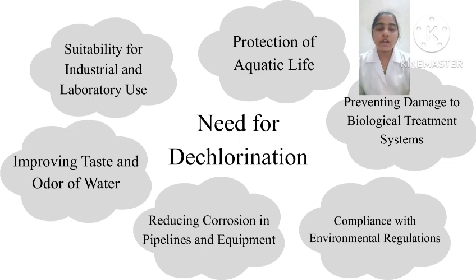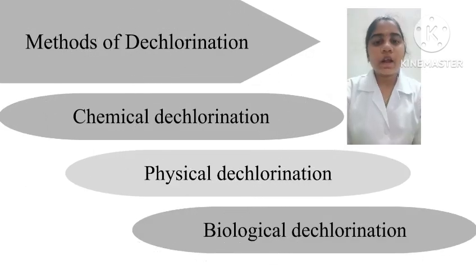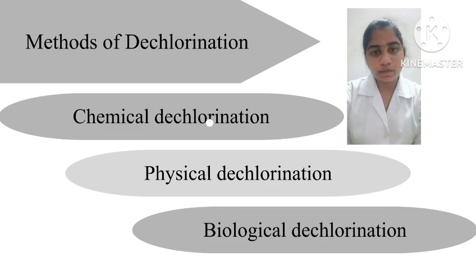Sixth, prevent the formation of harmful byproducts. Chlorine can react with organic matter to form toxic disinfection byproducts like trihalomethanes. The dechlorination process minimizes this risk. Methods of dechlorination process. The dechlorination process follows three methods: chemical dechlorination process, physical dechlorination process, and biological dechlorination process.